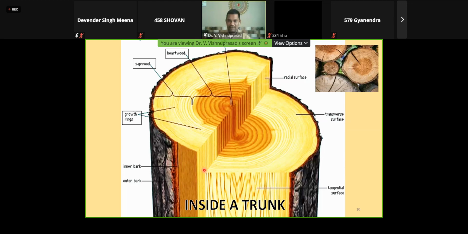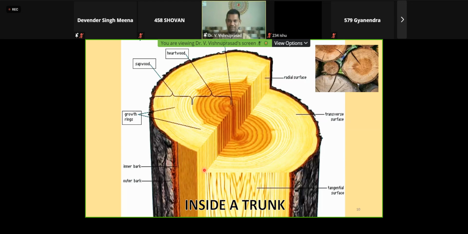So the differences you can see: heartwood is also known as duramen, and sapwood is also called alburnum. The heartwood forms the central wood, and the sapwood becomes the outer part of a mature stem. The heartwood is generally dark colored because that is the portion where there are deposits produced as a result of secondary metabolism.